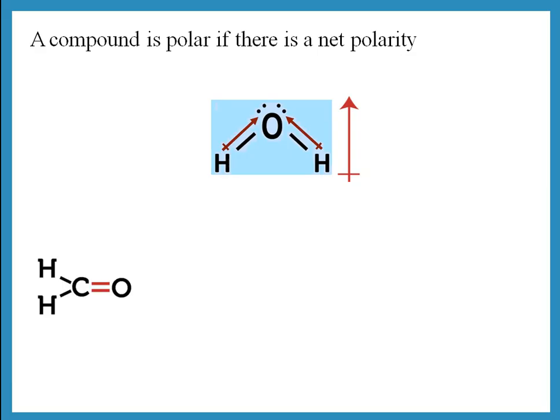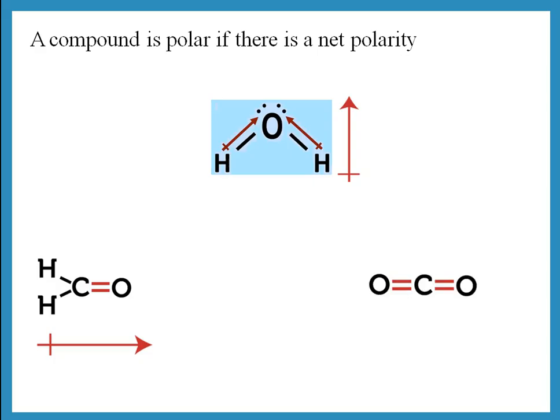Now, what if we look at this kind of compound, H2CO? If we're looking at the bond between carbon and oxygen, the oxygen is much more electronegative than the carbon. There is net polarity, so this compound overall is polar. Do you understand? So there is a difference between the bond itself being polar and the overall compound being polar. So in water, the bonds are polar and the compound is polar. In H2CO, the bond is polar and the compound is polar.